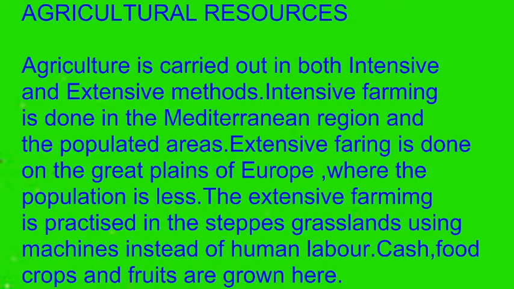The first one which we have is the agricultural resources. So agriculture is carried out in both intensive and extensive methods. Intensive farming is done in the Mediterranean region and the populated areas. Extensive farming is done on the Great Plains of Europe, where the population is less. The extensive farming is practiced in the steppe grasslands using machines instead of human labor.